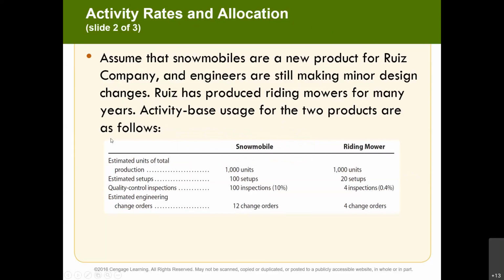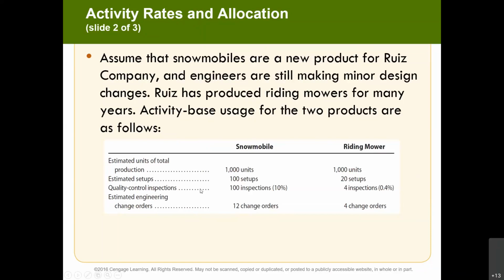So let's look at our example. So we assume that snowmobiles are being produced by the company and engineers are still making minor modifications to the design. The company has produced riding lawnmowers for many years. The activity-based usage for the two products are as follows. Again, for the year, we expect to make 1,000 units of each type, snowmobiles and riding lawnmowers. The estimated number of setups in each run, we expect to do 100 setups in snowmobiles and 20 for lawnmowers.